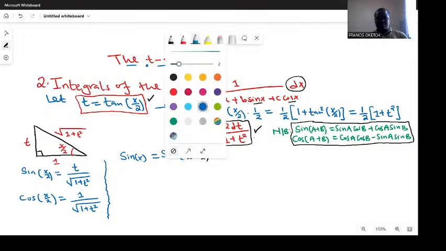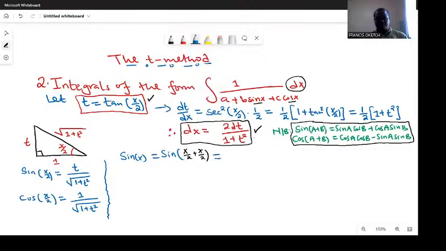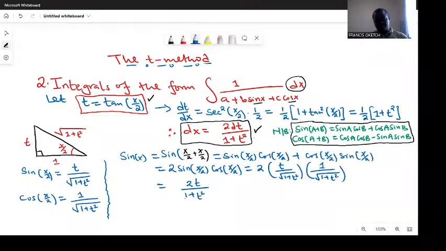So what do we get? That will give us, remember it is sine A cos B, so sine x over 2 cos x over 2, then plus cos x over 2 sine x over 2. So that is sine x in terms of t. So you can just say sine x should now give us 2t in the numerator and 1 plus t squared in the denominator.